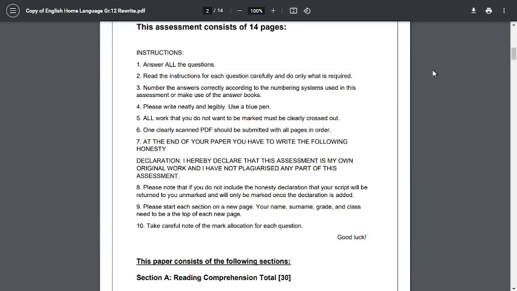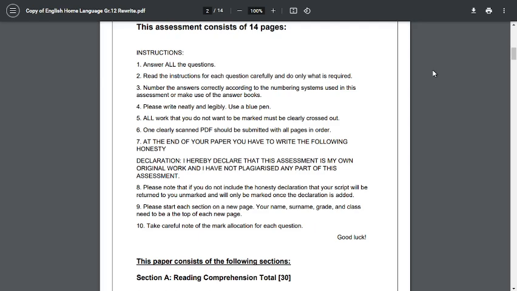Answer all the questions. Read the instructions for each question carefully and do only what is required. Number the answers correctly according to the numbering systems used in this assessment or make use of the answer books. Write neatly and legibly. Use a blue pen. All work that you do not want to be marked must be clearly crossed out.